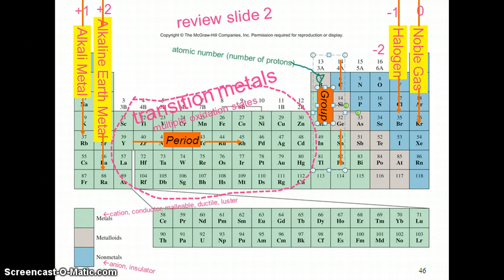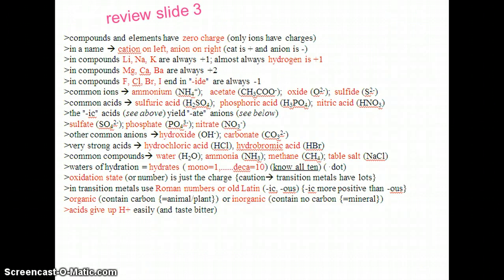Okay, another piece of information you might want to brush up on is the way we name compounds. And this is a very abbreviated list of some of the rules that you must know, or some variation of them, to name inorganic compounds.